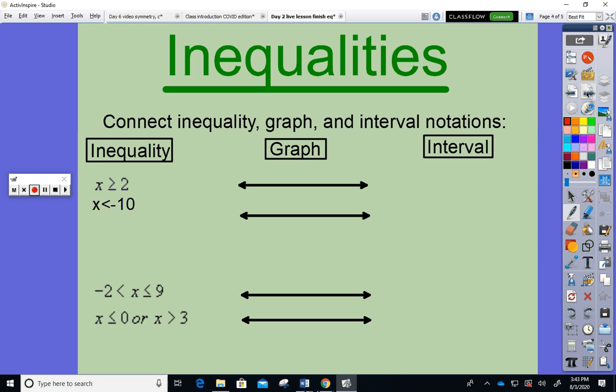Now, we did a little bit of this in second block. We did not get to it in first block, or fourth block. So I want to mention, remember that if you have greater than or equal to or less than or equal to, it's a closed circle.